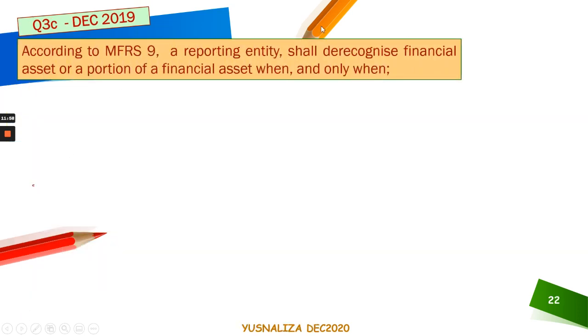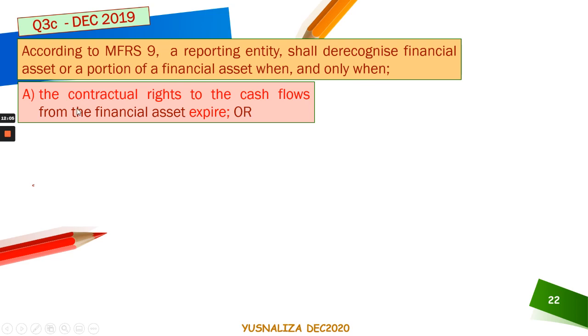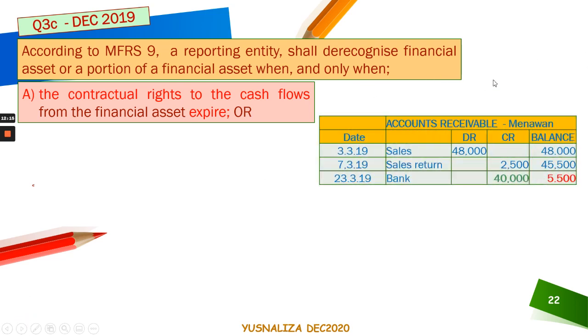According to MFRS 9, a reporting entity shall derecognize the financial asset when and only when at least the first situation is met: the contractual right to the cash flow from the financial asset, here Menawan, has expired. Let us check on that. If you look at the account receivable Menawan that I have prepared here, the 3-column ledger, there is a balance of 5,500. So there is still a remaining amount not yet paid by Menawan. They only paid 40,000 out of the outstanding debt.